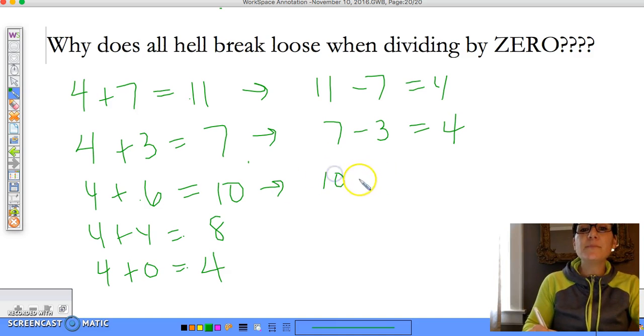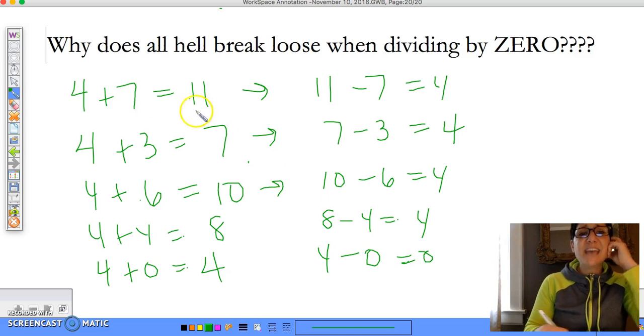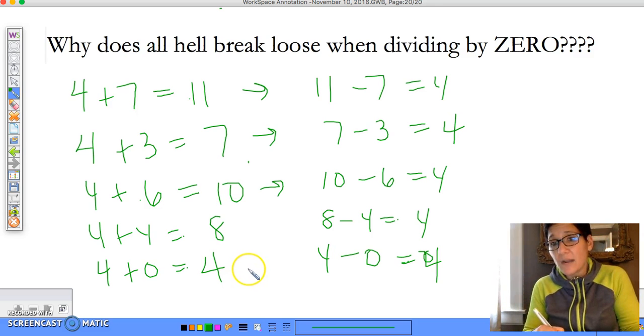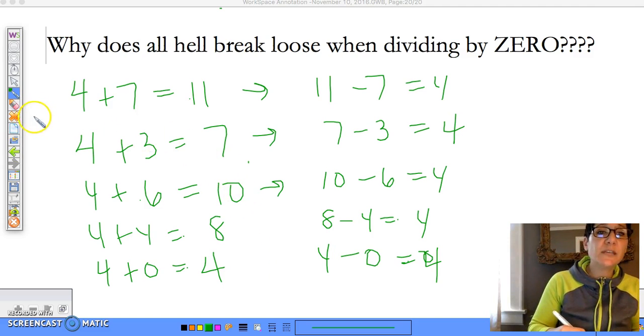So from here, I'm doing 10 minus 6 to give me 4. Over here, I have 8 minus 4, which is going to give me 4. And finally, 4 minus 0 is going to give me 4. Whether I add 0 or subtract 0, it's going to give me right back where I started. It makes sense that if I add nothing, I wind up with what I started with. If I subtract nothing, I still end up with what I started with, which is super interesting.